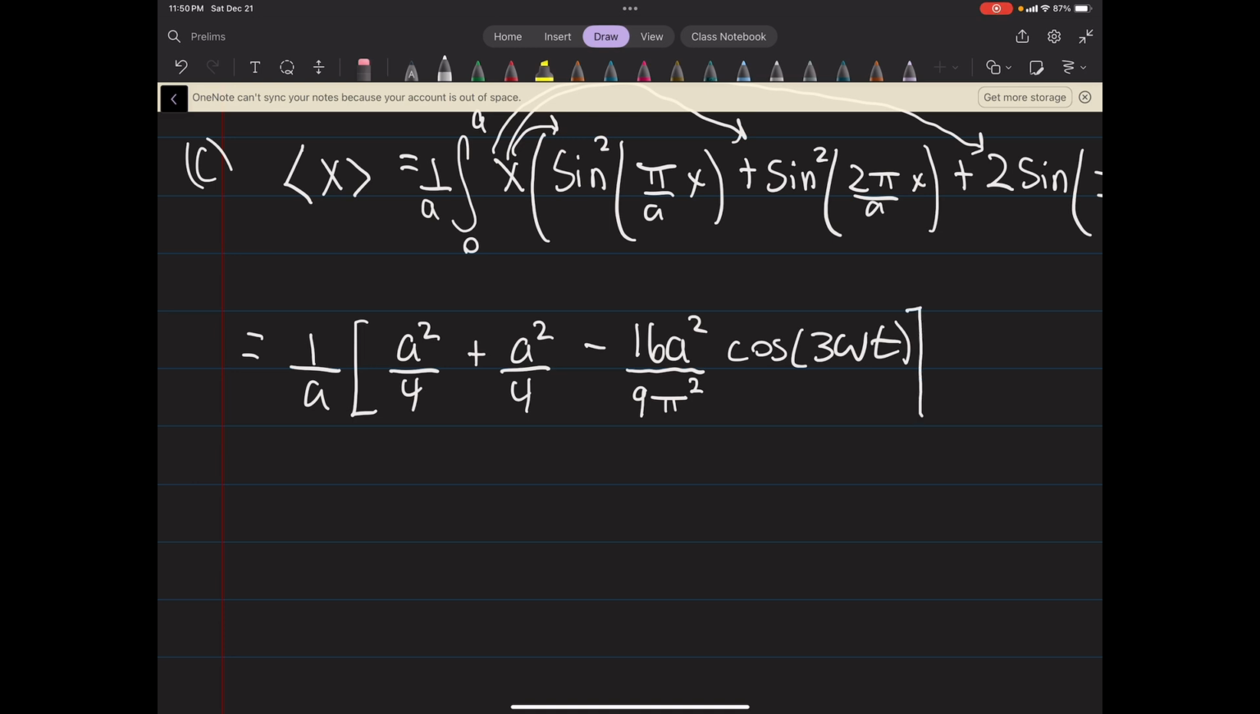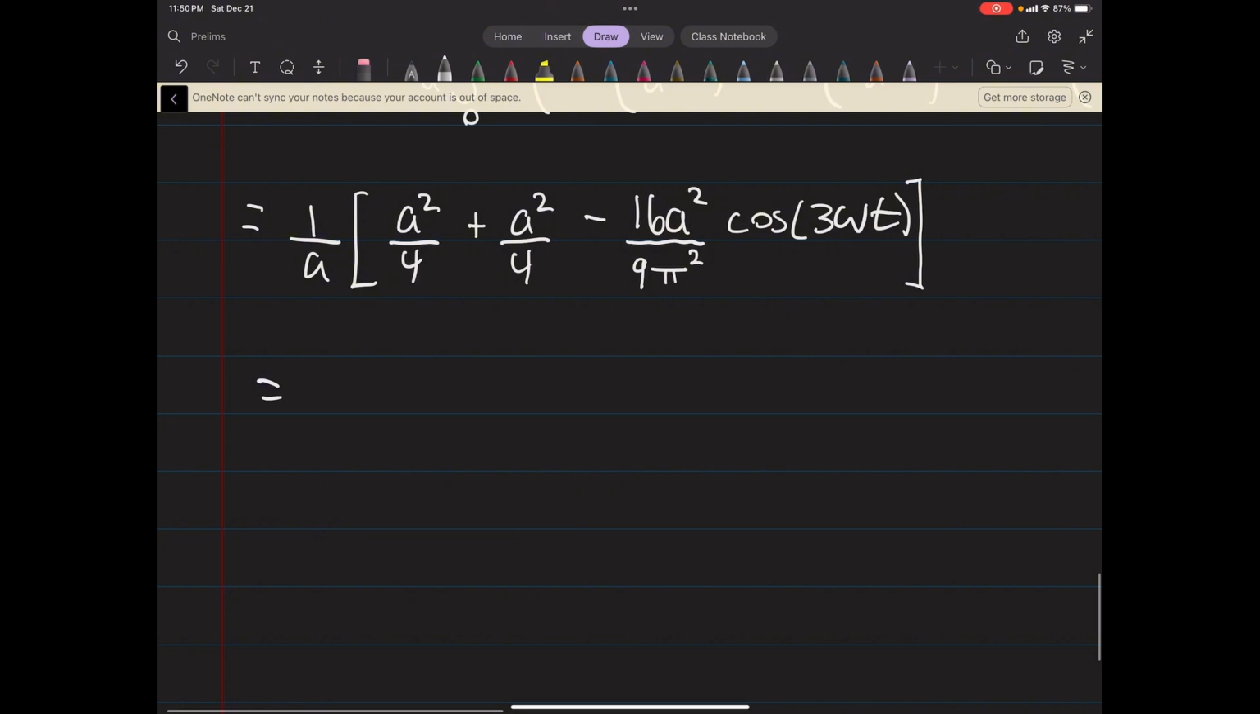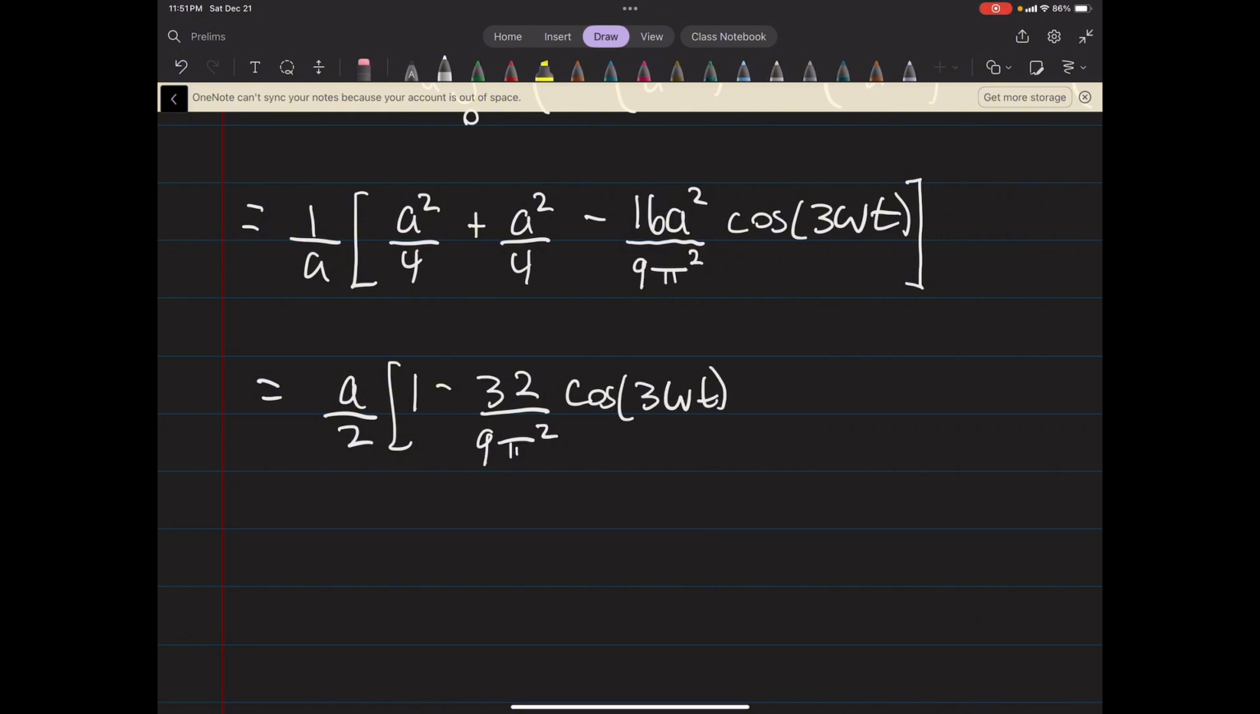You should get this, which, just using a little bit of algebra, simplifies to a over 2, distributing the 1 over a and adding our like terms, 1 minus 32 over 9 pi squared cosine of 3 omega t. Okay. Awesome.